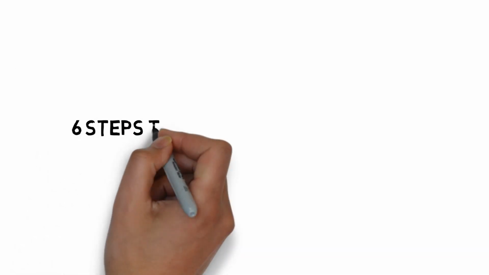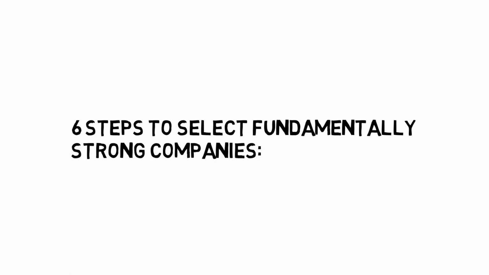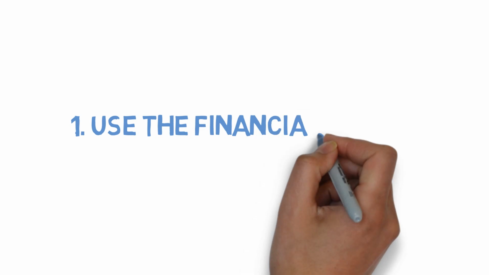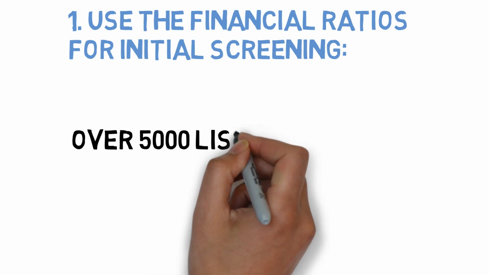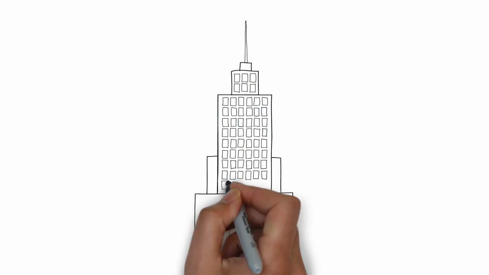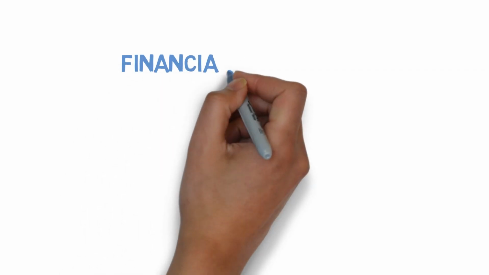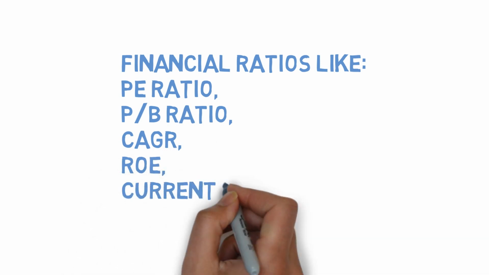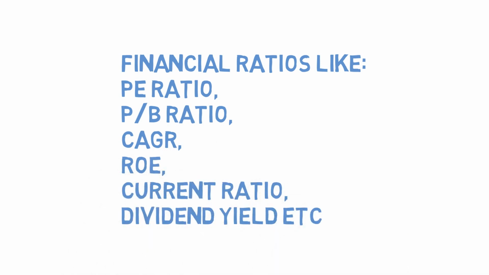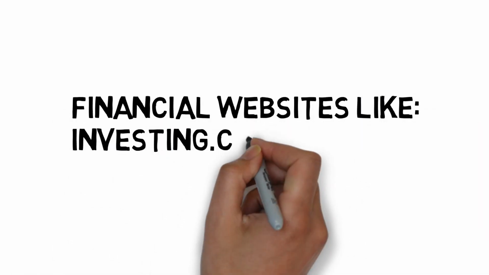Here I will state 6 steps that will help you to select fundamentally strong companies. Step 1. Use the financial ratios for initial screening. There are over 5,000 companies listed in the Indian stock market. If you start reading the financials of all the companies, then it might take years. For the initial screening of the stocks, you can use various financial ratios like P/E ratio, P/B ratio, compounded annual growth rate, ROE, current ratio, dividend yield, etc. For this stock screening using financial ratios, you can use different financial websites like investing.com, screener.com.